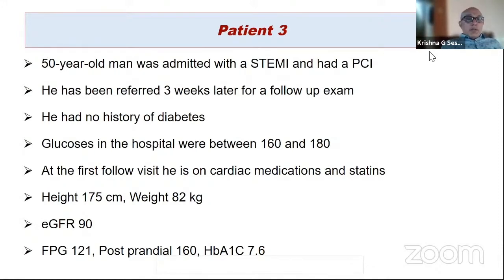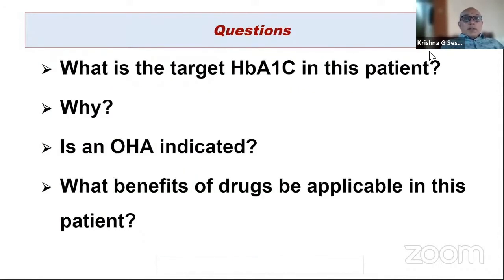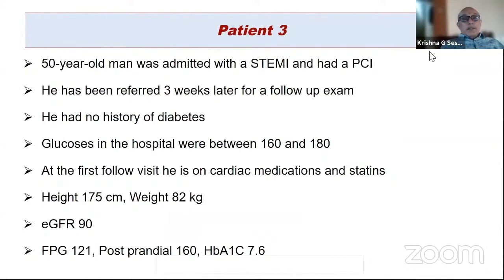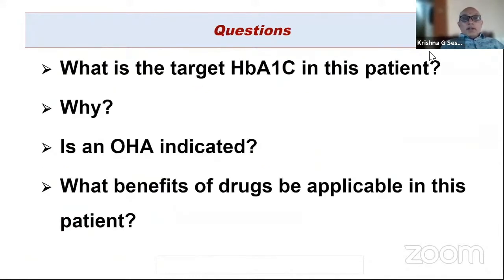Three weeks later, he comes to you, no history of diabetes, glucose is around 160 to 180. He's on cardiac medications and a statin. What should you do for this patient? This patient, of course, the A1C is less than 7.5. Is an OHA indicated?